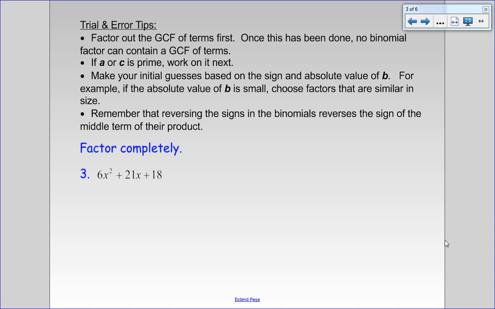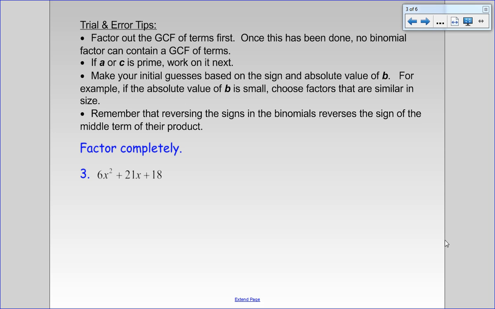Let's look at a few more examples of factoring trinomials of the type ax squared plus bx plus c using the trial and error process. Example number 3 is 6x squared plus 21x plus 18.